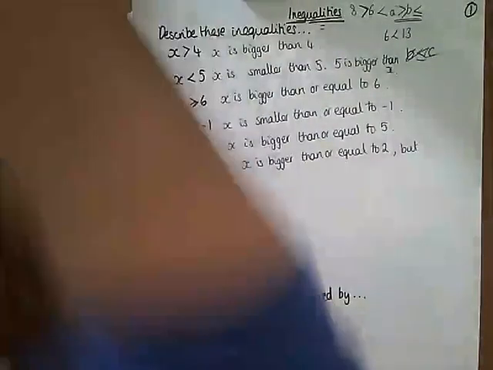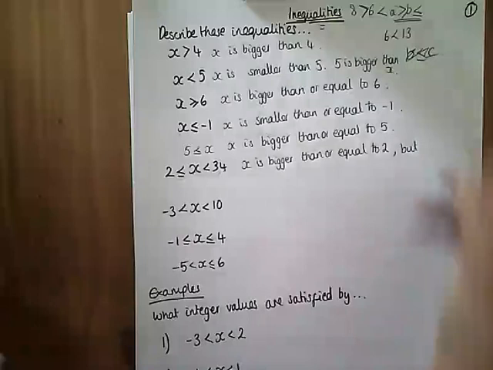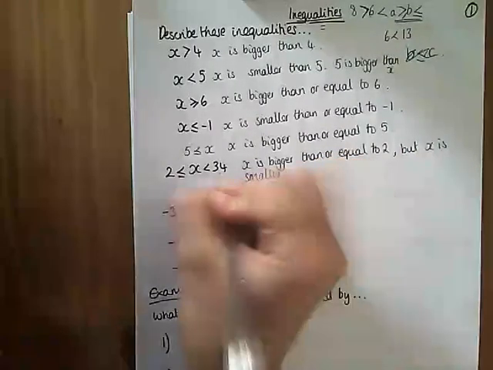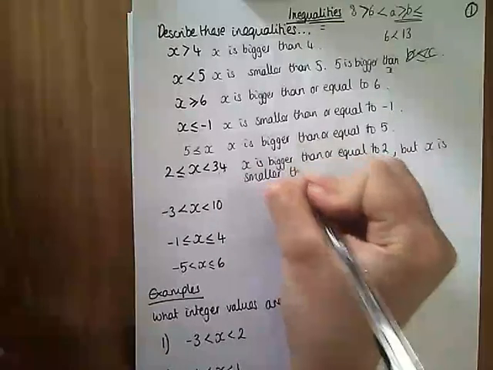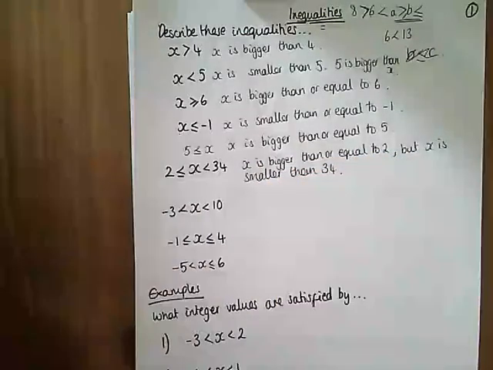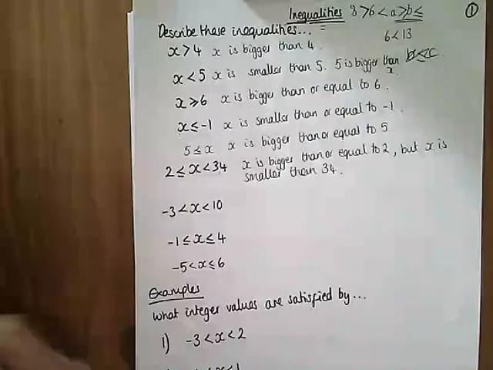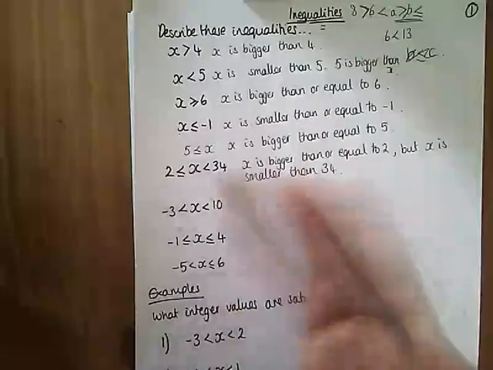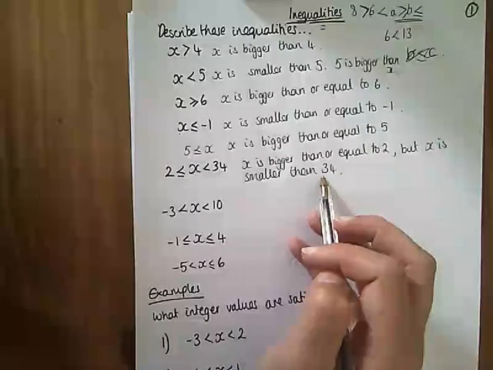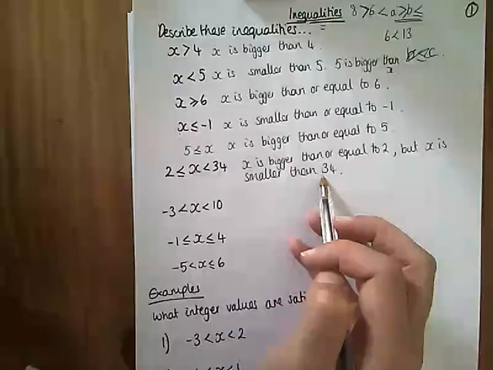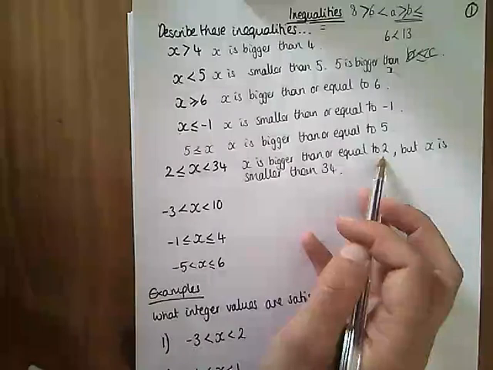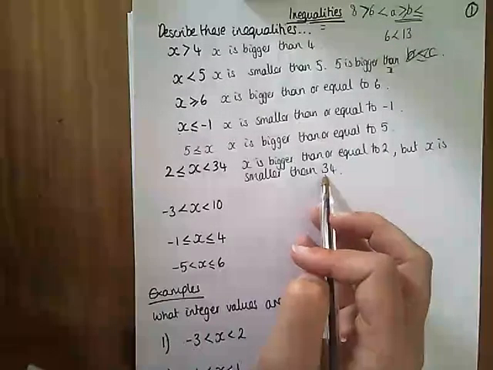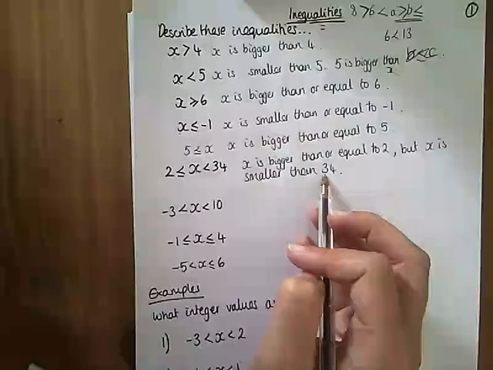Okay, so we can say that X is smaller than, and it can't be equal to because that hasn't got a line underneath, so it's smaller than 34. Now obviously that makes sense, because there is a number that's bigger than 2 but smaller than 34. You wouldn't be able to do it the other way around. You couldn't have a number that was smaller than 2 and bigger than 34, because there is no number that's bigger than 34 and smaller than 2.